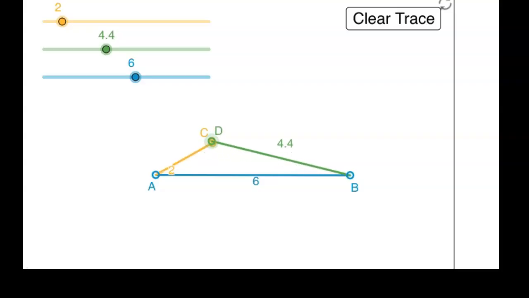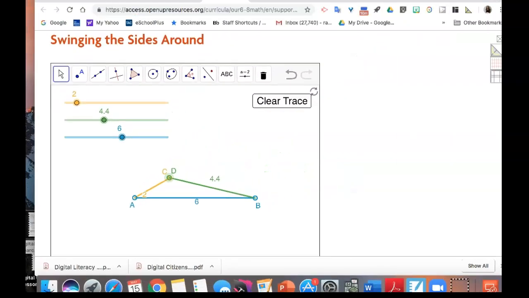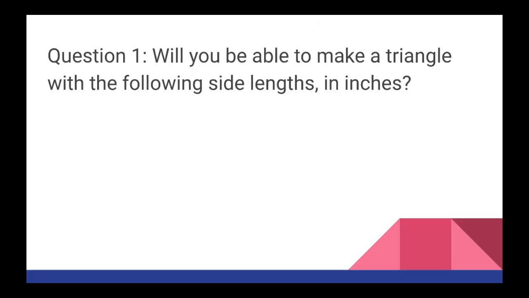So here's the key idea: these two short sides have to add up to be bigger than this big side, and then it can connect to make a triangle. It will reach, it won't just be a straight line. Okay, so I want you to think about that idea and see if you think you're going to be able to make a triangle with the following side lengths, if these are all inches. So what do you think? Could you make a triangle with 5, 5, and 1?